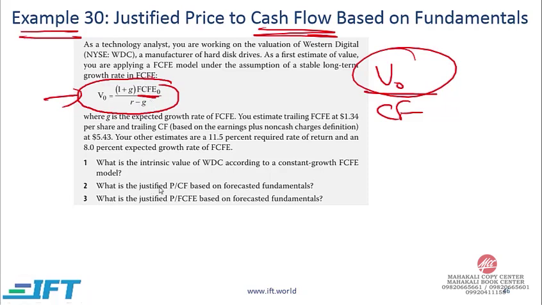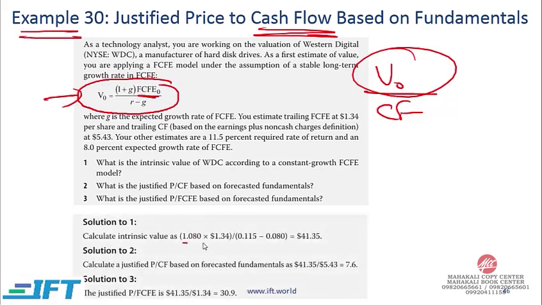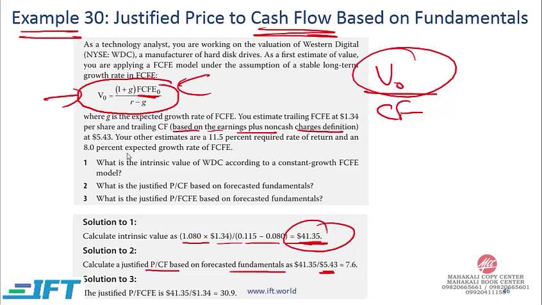So in this scenario, what is the intrinsic value? If you simply plug in the numbers, this is coming up based on formula. Calculate a justified PE. How do you do that? You take the value, which is like the V0, divided by, what's this number? This is the measure of cash flow that we are using. So the measure of cash flow here is earnings plus non-cash charges, 5.43. So you simply do that.